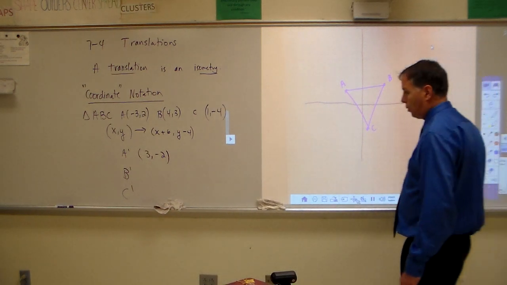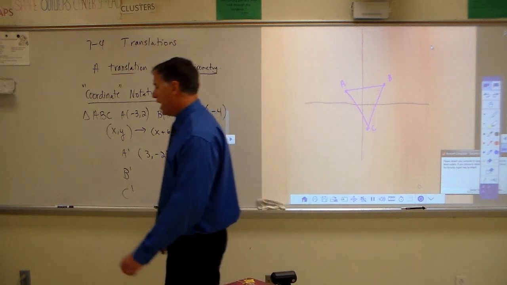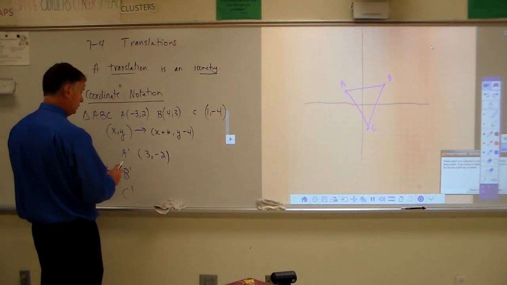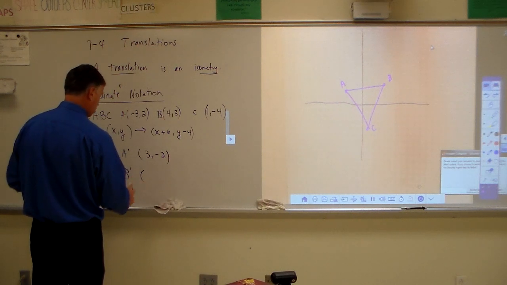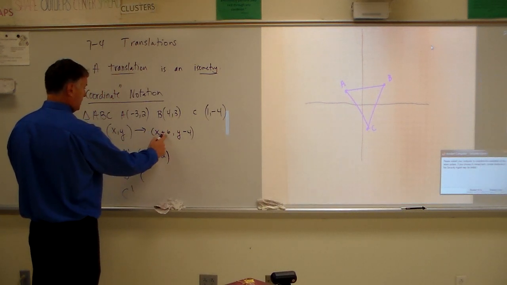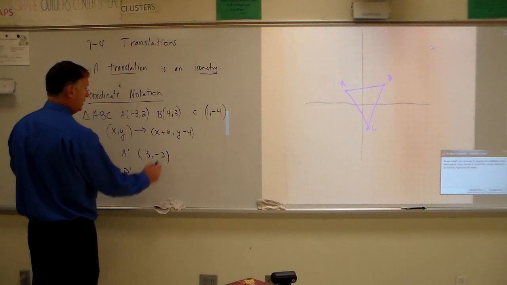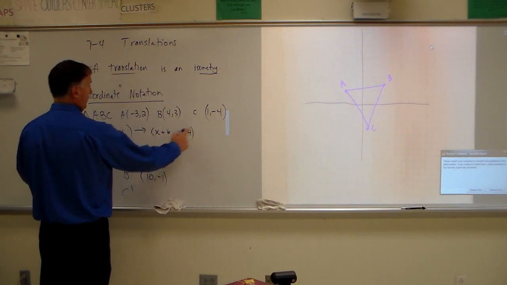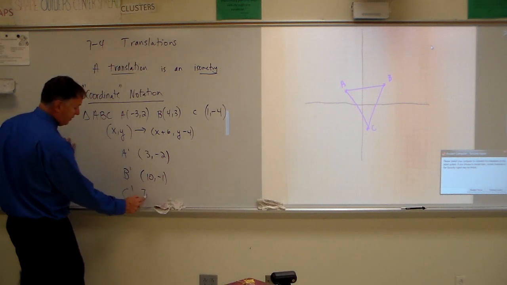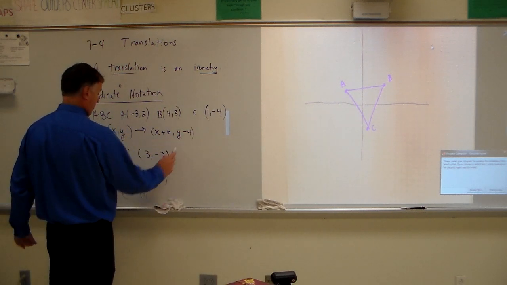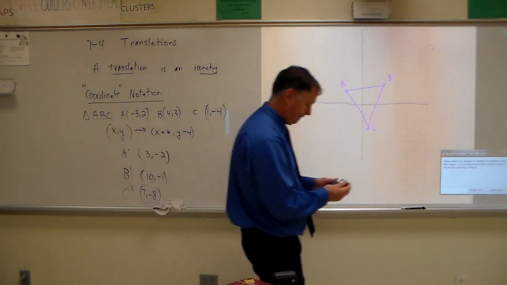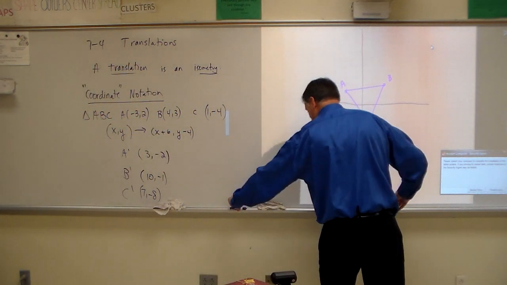Okay, so the first point I gave you was 3, negative 2. Let's try the next point. Ready? 4 plus 6 would be 10, and then 3 minus 4 is negative 1. And then 6 plus 1 is 7, and then negative 4 minus 4 is negative 8.